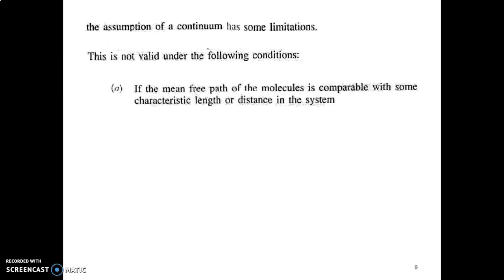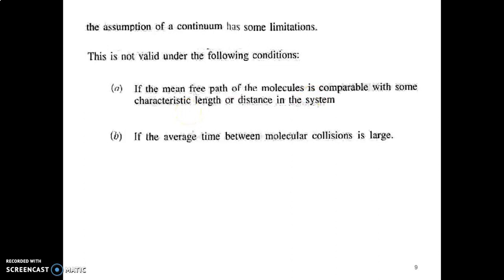The first condition: if the mean free path of the molecule is comparable with some characteristic length or distance in the system, just like we have discussed now. This is the case of increasing mean free path. If the value of Lm in the Knudsen number equation is comparable to the L value, which is the characteristic length value, or we can simply say that if the Knudsen number value is greater than 0.01, we cannot use the continuum concept. That means the mean free path of the molecule is comparable with the characteristic length value.